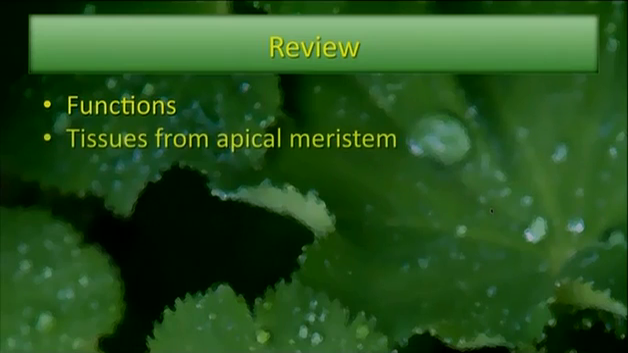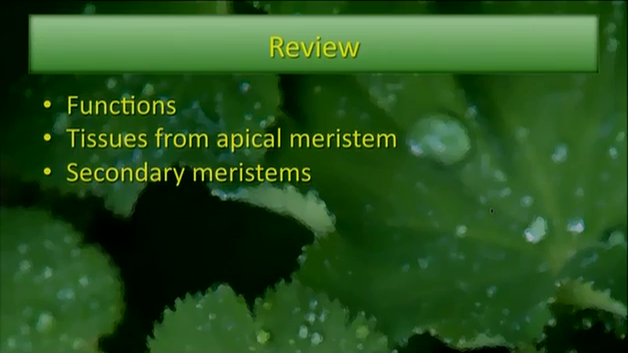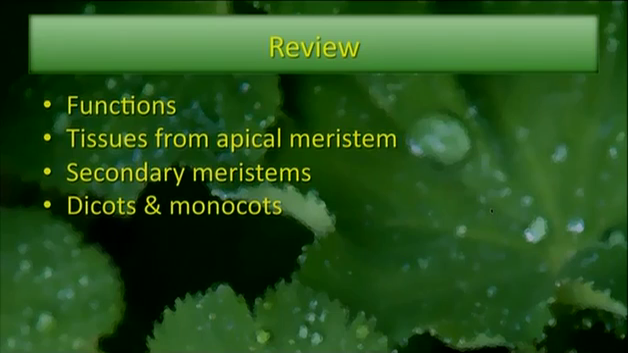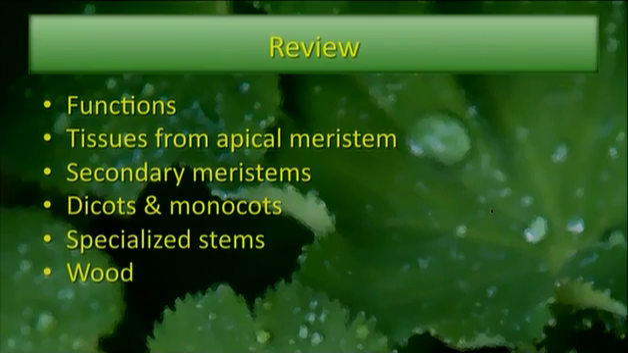Okay, so let's review what we covered today. We covered the functions of the stem, including some of the parts of the stem. We talked about tissues from the apical meristem. We talked about secondary meristems. We talked about dicots and monocots, the difference between dicots and monocots, and we'll go into more of that later. We talked about some specialized stems, and we also talked about wood.